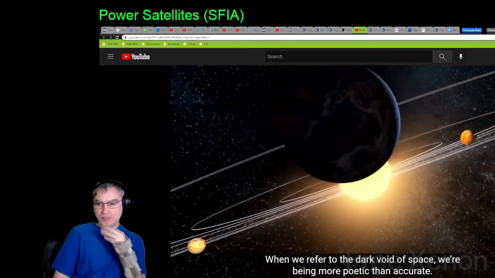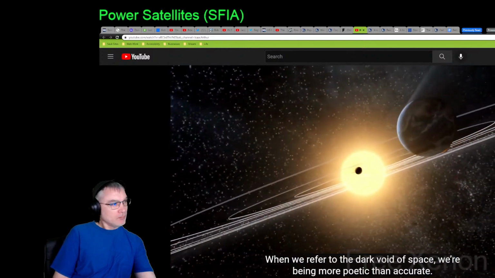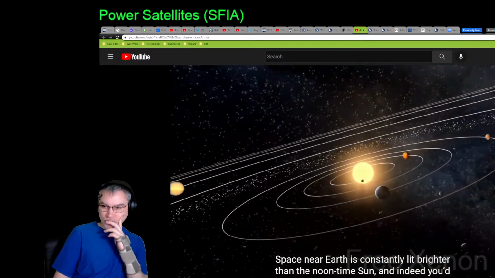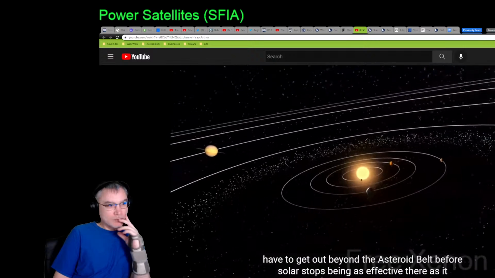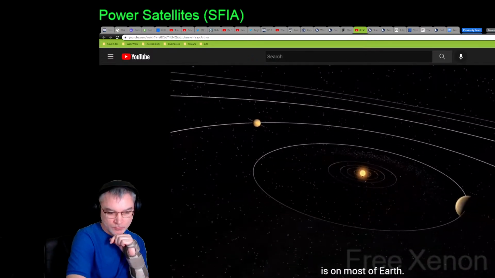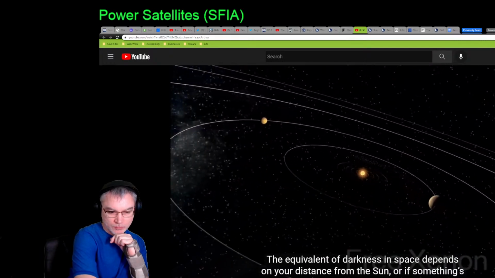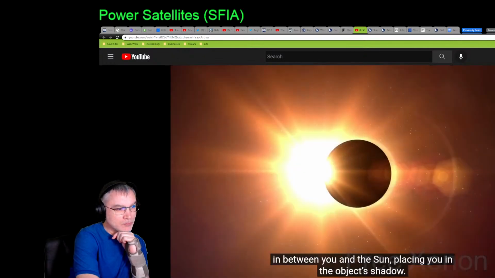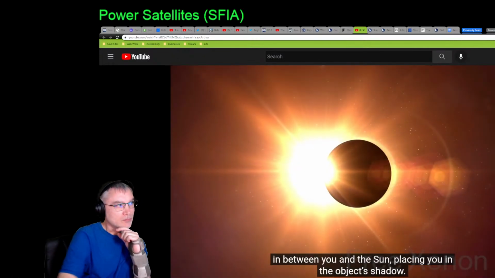When we refer to the dark void of space, we're being more poetic than accurate. Space near Earth is constantly lit brighter than the noontime sun, and indeed you have to get out beyond the asteroid belt before solar stops being as effective there as it is on most of Earth. The equivalent of darkness in space depends on your distance from the sun, or if something's in between you and the sun, placing you in the object's shadow.